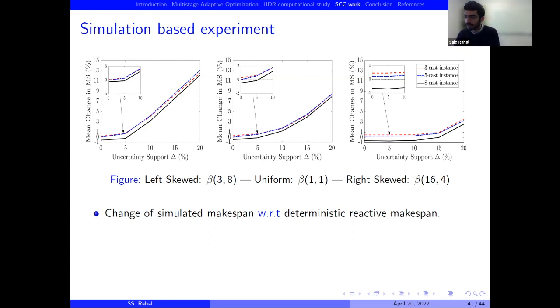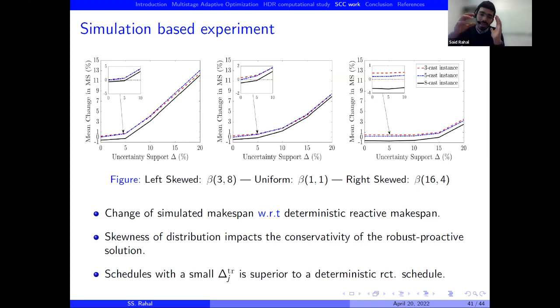And why does this happen? Because when you incorporate part of the uncertainty into determining your allocation decisions, your first stage decisions, you'll have a better chance to exploit this added value in your recourse policies, adaptive policies. And this is the main limitation of deterministic reactive makespan. And another observation, which is expected, is that as the asymmetry or this skewness moves to the right, the conservativeness of the larger uncertainty support decreases. So we see that the curves are bending down as we go from left to right.